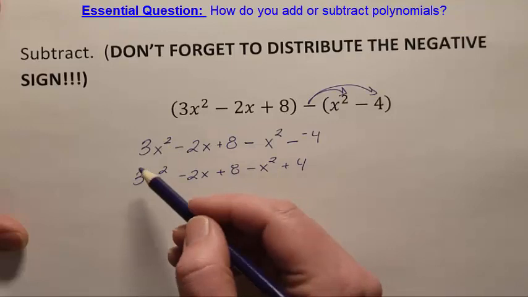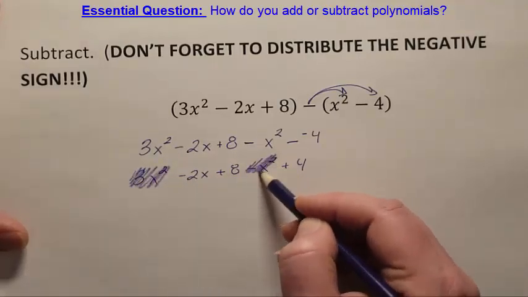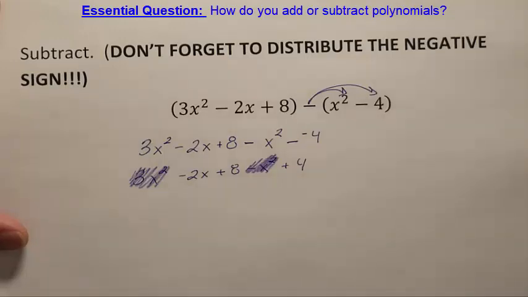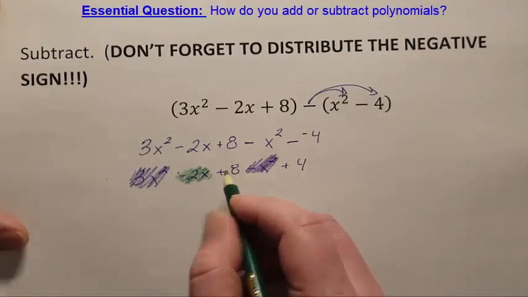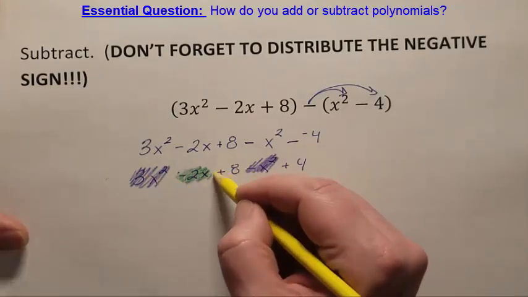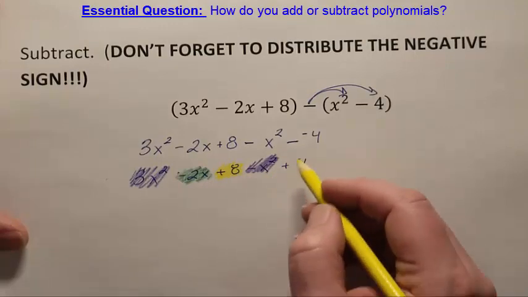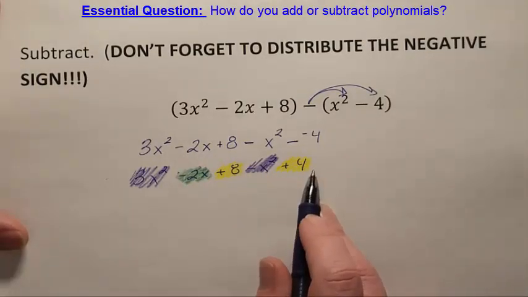So going through, I see that I have an x squared right here, looking for more x squareds. There's another x squared. I'm all out of x squareds. So continuing to identify, that's a minus 2x. There are no other x's. Going through and continuing to identify, here is a whole constant number 8. Here's a whole constant number. Everything in the problem's been identified.